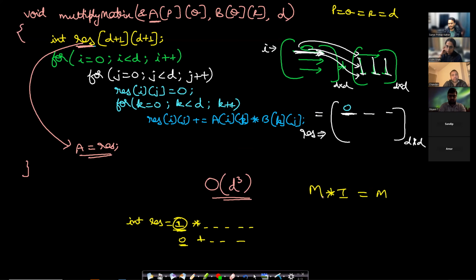So let's say that M is of 2 by 3 size. Then what should be the dimension of the identity matrix? 3 by 3, right? It should be 3 by 3, and you should get again 2 by 3, because you take the column of one and the row of the other. It should be 3 by 3 only.